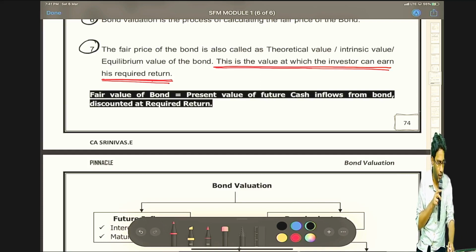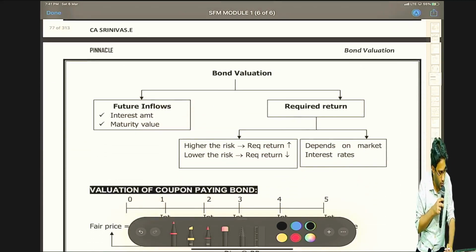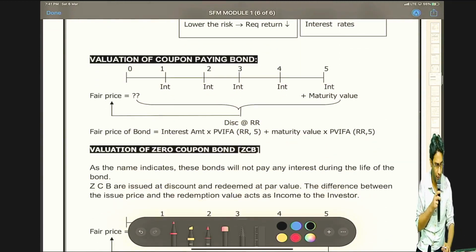Next. Fair value of the bond is equal to present value of future cash inflows from the bond discounted at required rate of return. Bond valuation depends on future inflows and RR. Future inflows are interest amount and maturity value. Required return depends on risk and the market interest rates, as we just now discussed. Then I gave you formulas, sir.